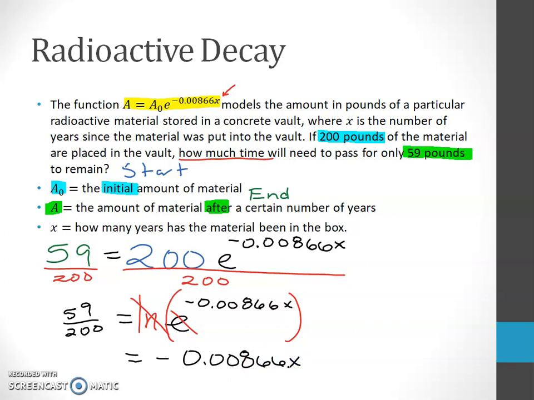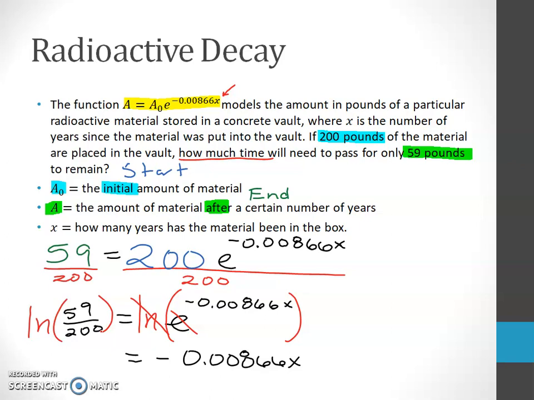0.00866x. Okay, if I hit it with a log on one side, though, I do have to hit it with a log on the other side as well. So I need to figure out what is ln of 59 over 200. So ln 59 over 200. Oops, put the parentheses in the wrong spot on my calculator. My bad.